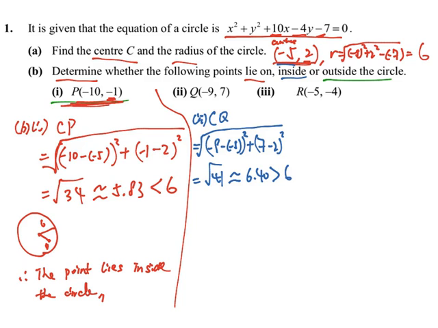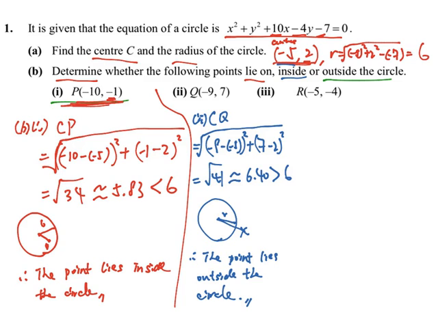This number is bigger than the radius 6. So the radius is here, and 6 point something is here. That means it is outside the circle. So the point lies outside the circle.